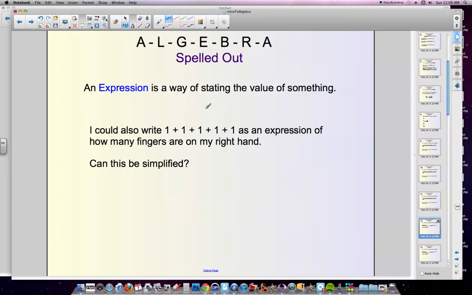Different expressions can be equal to each other. However, this is not the most intelligent way, or at least not the easiest way, to write the number of fingers on my hands. Since you know that means 1 finger and 1 finger and 1 finger and 1 finger and 1 finger, this is sort of where we learn about numbers. We say, hey, instead of saying 1 plus 1 plus 1 plus 1 plus 1, that's just 5.